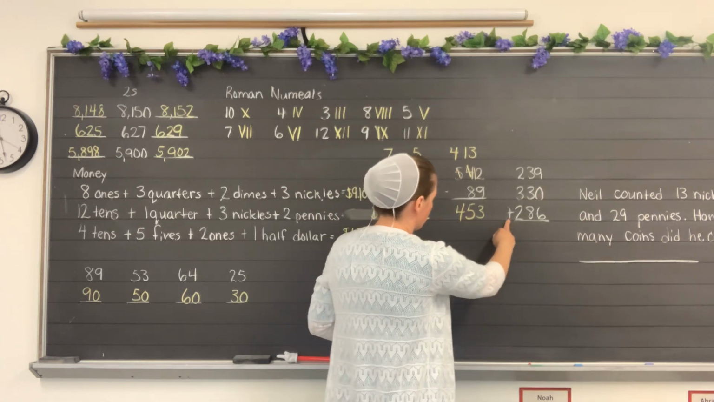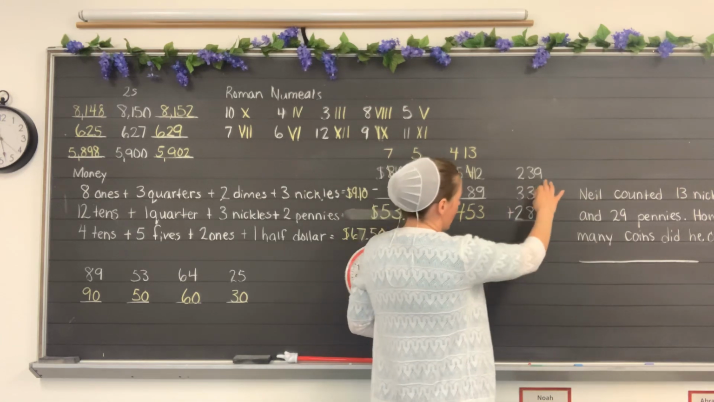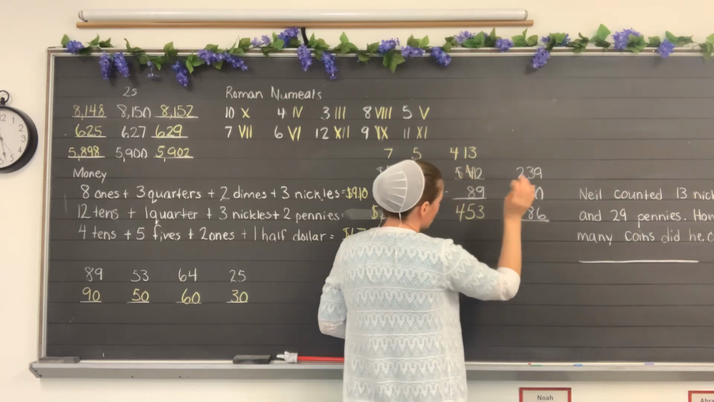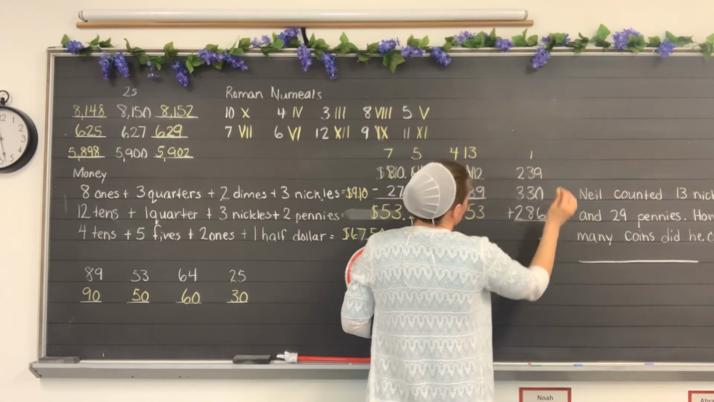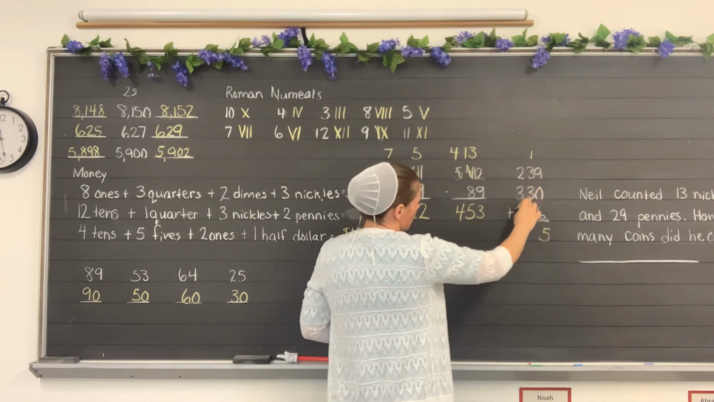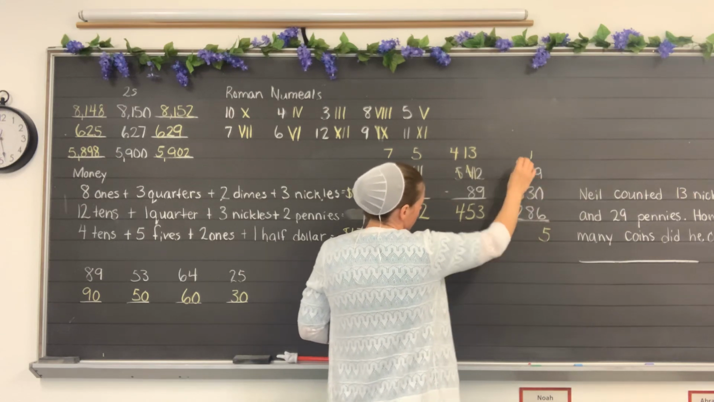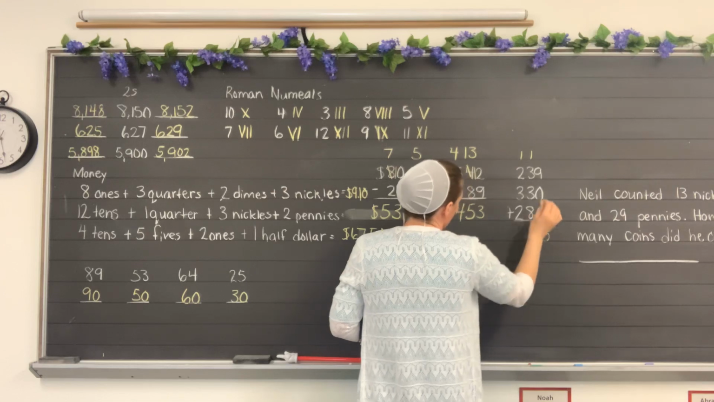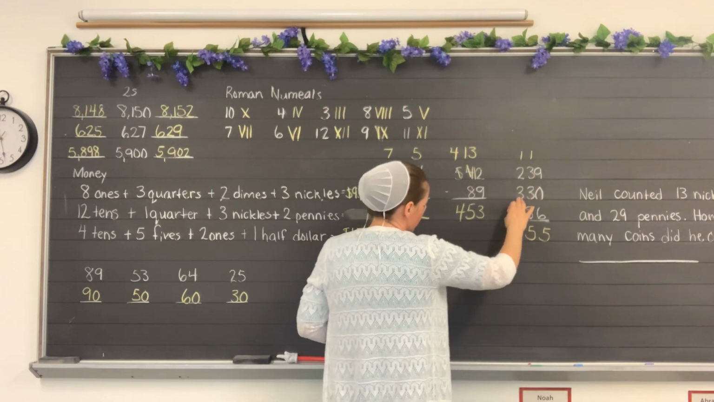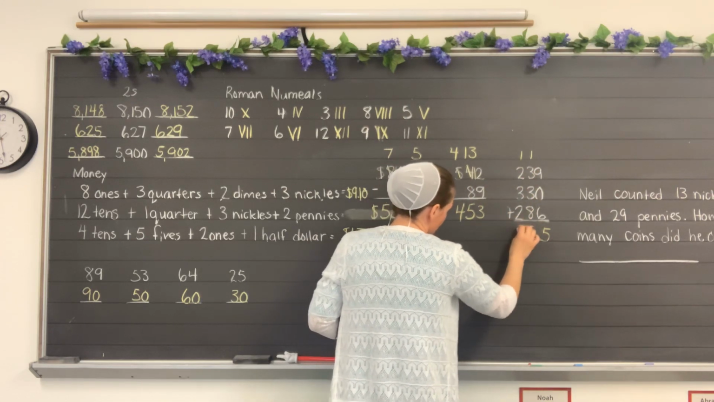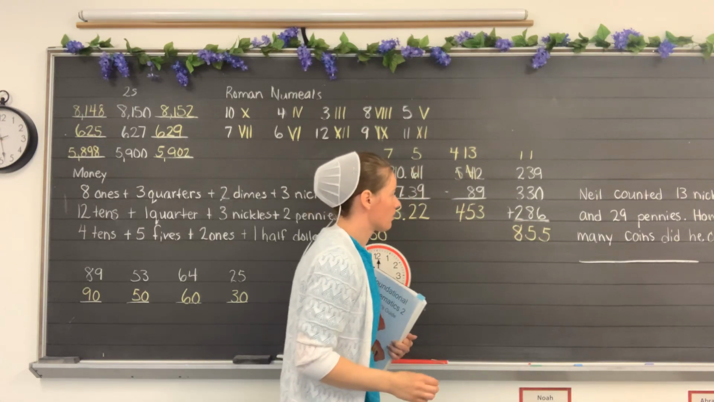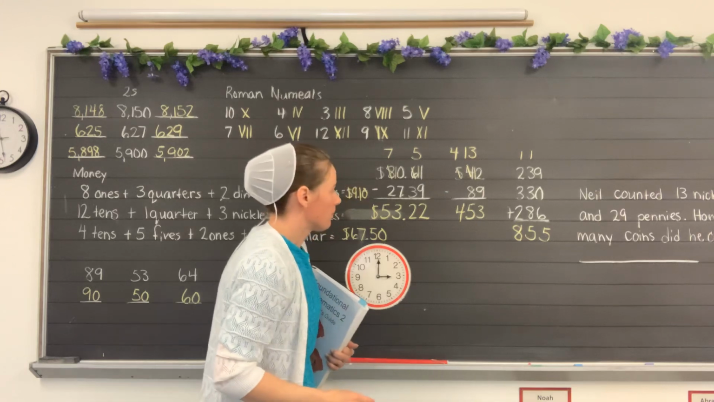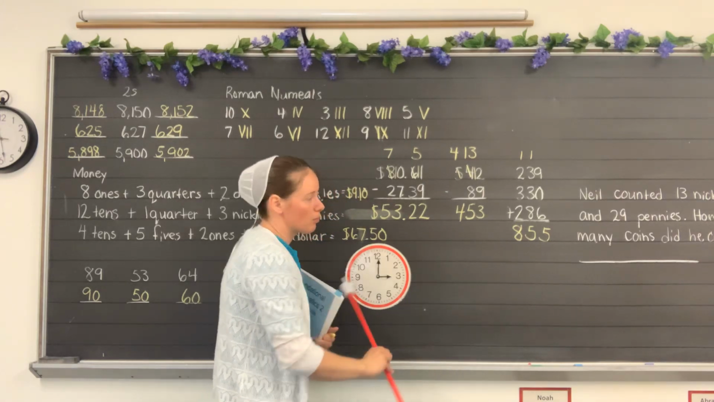Okay, so here we have a plus. 9 plus 0 is 9 plus 6 is 15. 1 plus 3, 4 plus 3, 7 plus 8 is 15. 1 plus 2 is 3 plus 3 is 6 plus 2 is 8. 855 is your answer. Okay, let's do this reading problem over here.